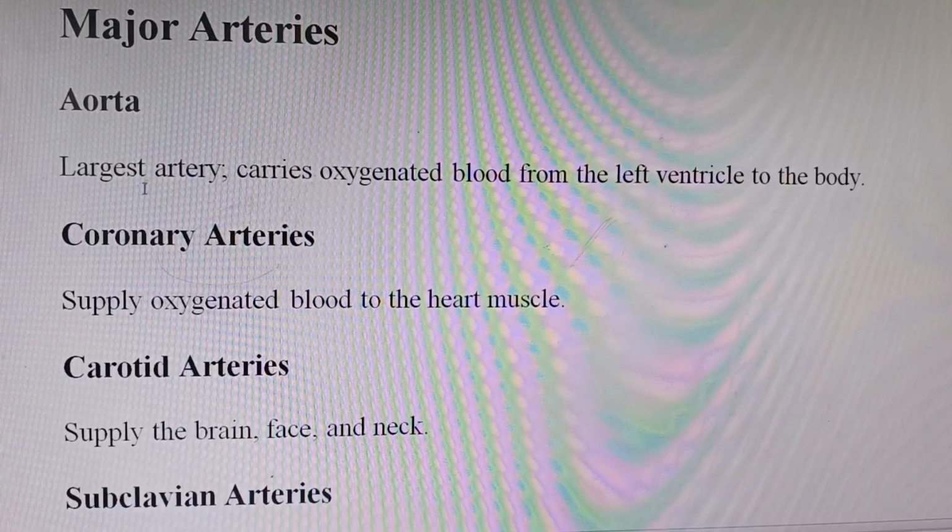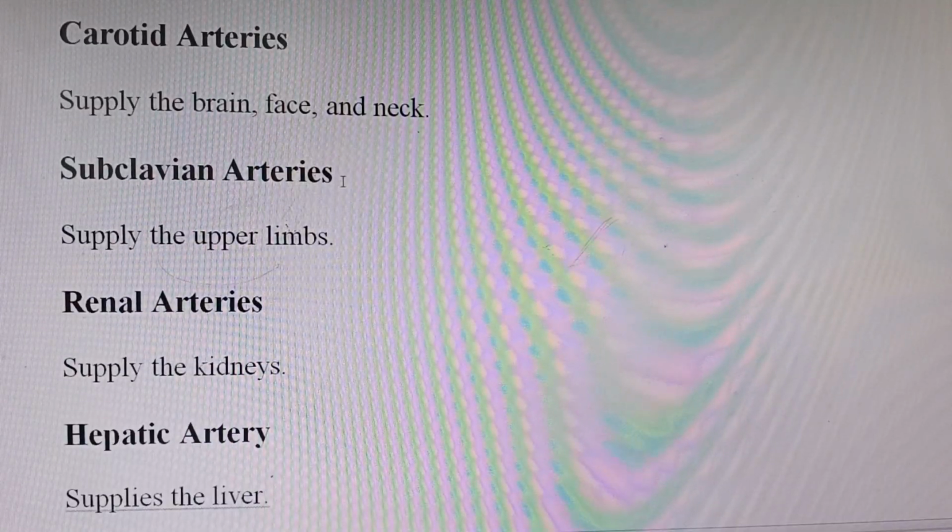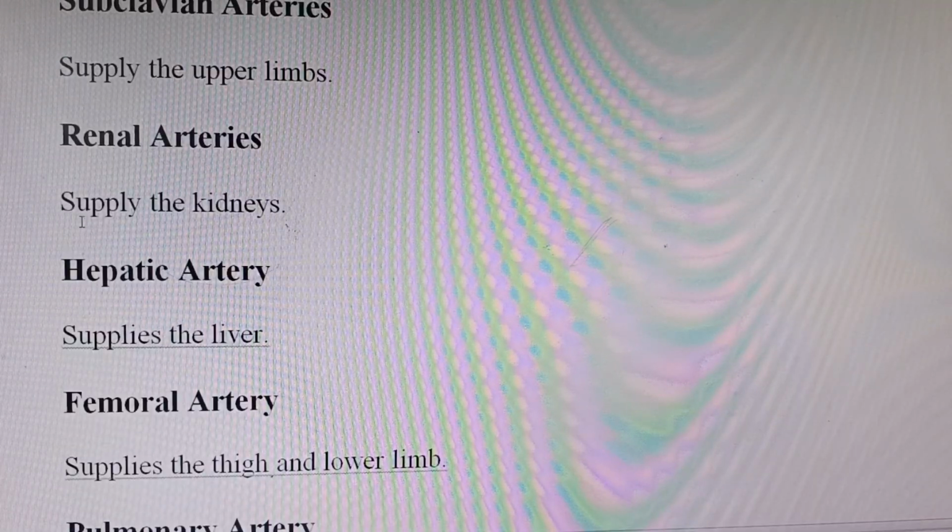First one is the aorta. The aorta is the largest artery, carrying oxygenated blood from the left ventricle to the body. Next, coronary arteries supply oxygenated blood to the heart muscles. Next one is the carotid arteries, which supply blood to the brain, face and neck. Next one is the subclavian arteries, which supply blood to the upper limbs. Next one is the renal arteries. Renal arteries supply blood to the kidney. Renal means kidney. Next one is the hepatic artery.